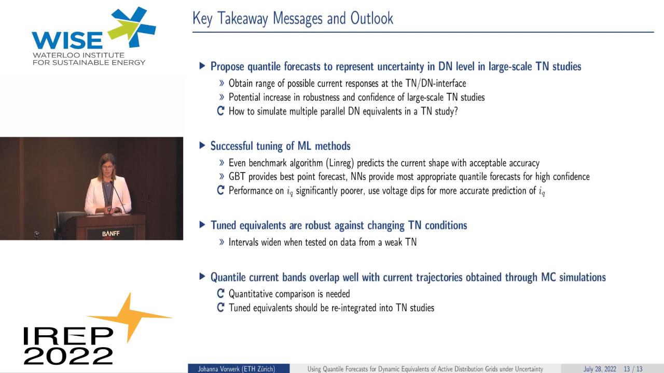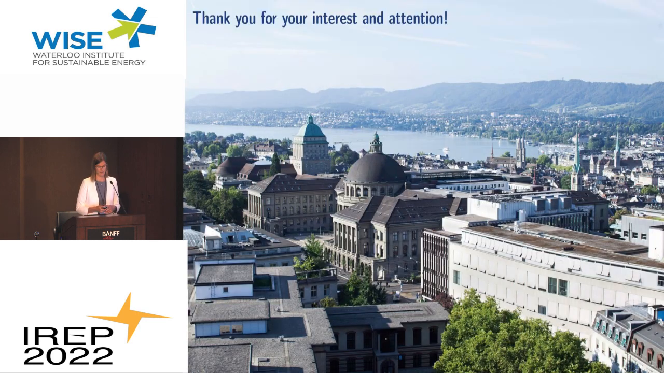Thirdly, we have seen that the tuned equivalents are robust against changing transmission grid conditions, which is very good news. And then last but not least, we have seen in this one preliminary result that the current trajectories overlap well with the Monte Carlo simulations, but again, we need a quantitative comparison, and then we also need to reintegrate that back to our simulation platform, which is what I'm working on right now, to get our neural networks back into our simulation platform. With that, I would like to thank you very much for your interest and attention, and I'm looking forward to questions.